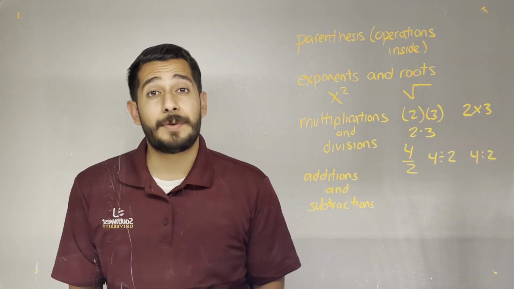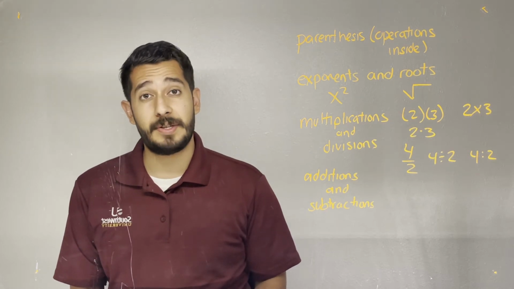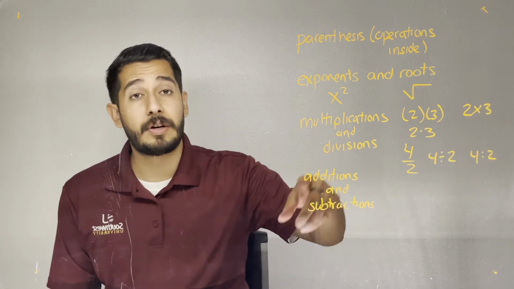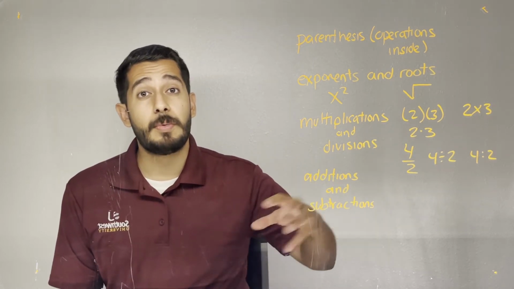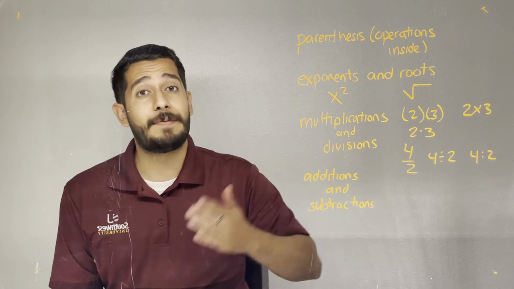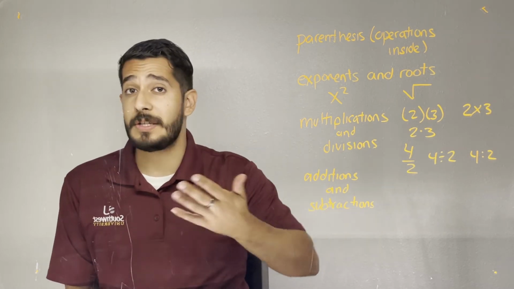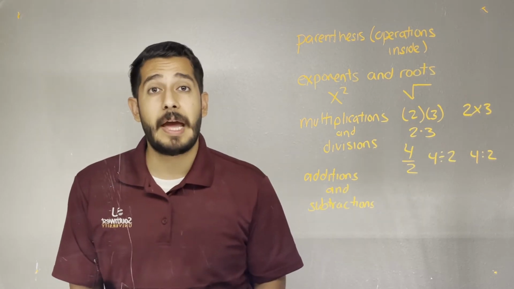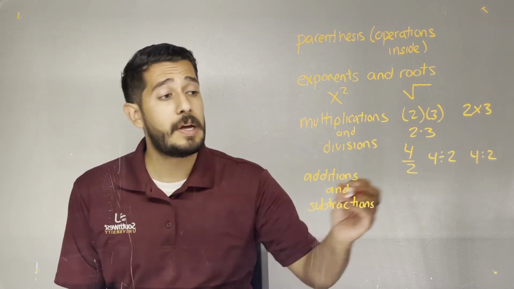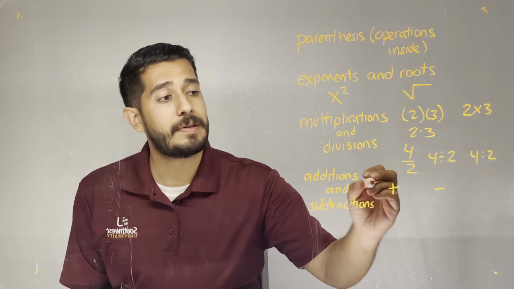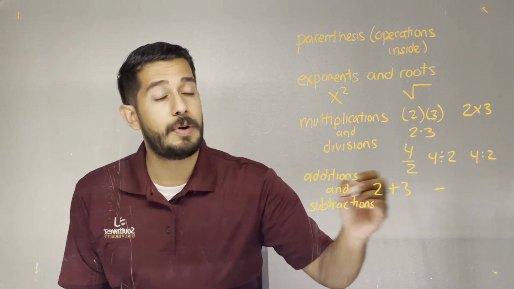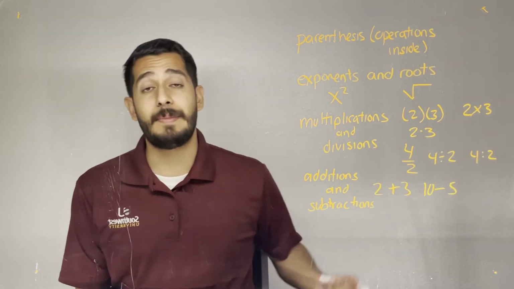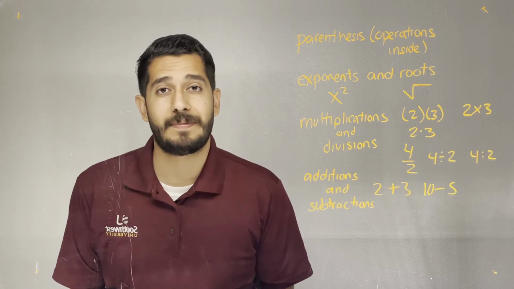The last operation that we have to solve when following the order of operations are going to be additions and subtractions. Remember that these two belong to the same kind of operations, so you will have to solve whatever happens first, left to right. If there's an addition or a subtraction that's happening first, left to right, this is when you have to solve those. And how are we going to find additions and subtractions? With the plus and the minus sign. So we have two numbers where you have a plus sign in between, that's going to be an addition. If you have two numbers with a negative sign in between, that's going to be a subtraction.